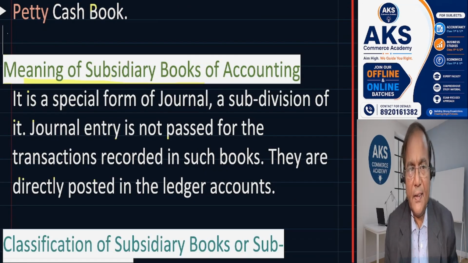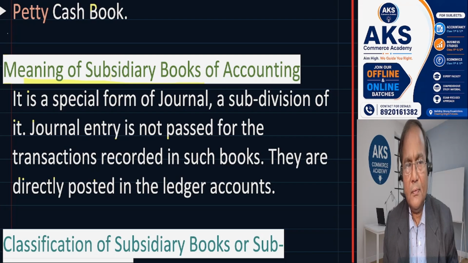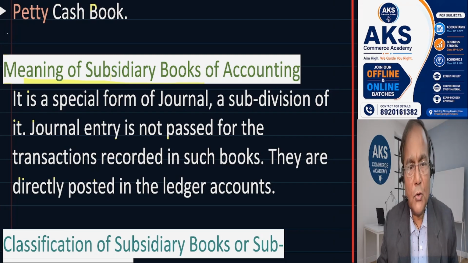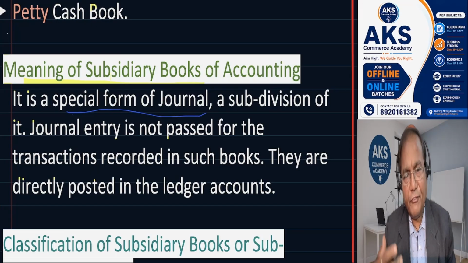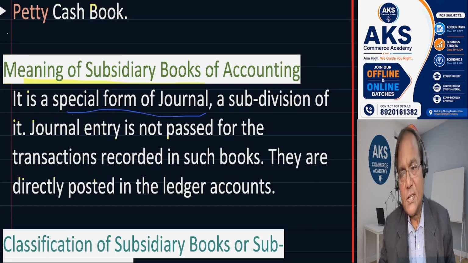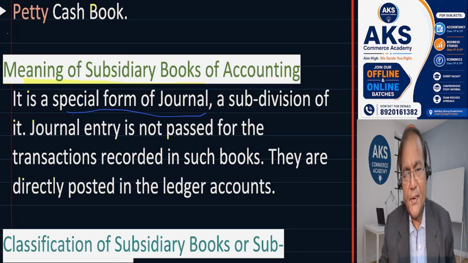Now let's see here, it is very clearly written. It is a special form of journal. Now, when I talk about subsidiary books, it is not something different. It is journal only, but a special form, a little different format is followed, which is subsidiary book. A subdivision of it, journal entry is not passed. Now, this is also important. There is no journal entry passed for the transactions recorded in such books.